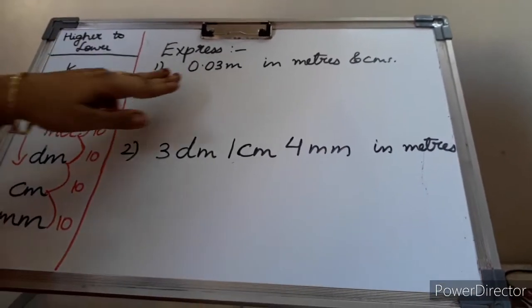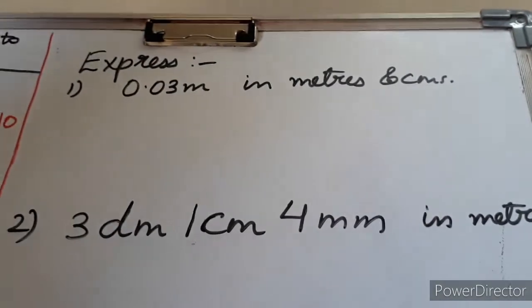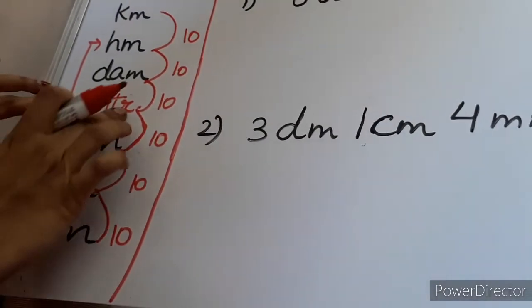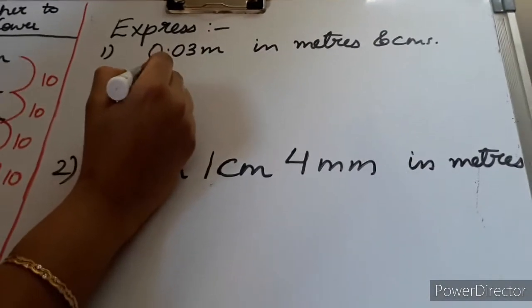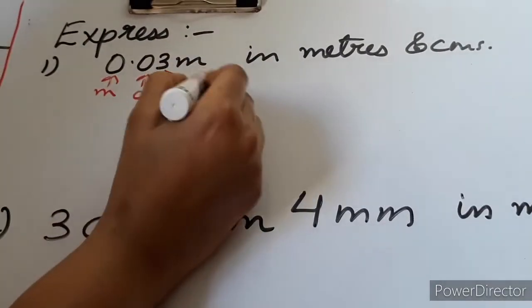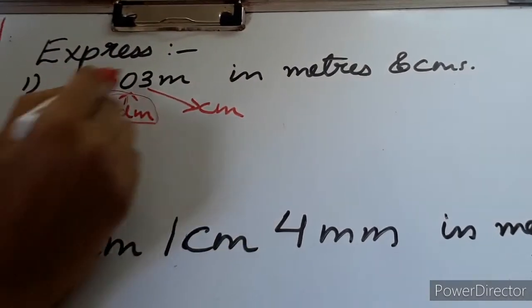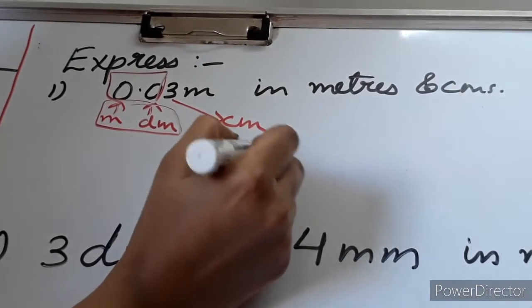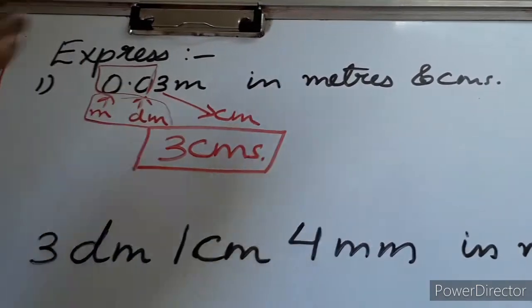Now the next question is 0.03 meter. In meters and centimeters we have to express. So meter is here in our chart, centimeter is here. So after meter are decimeter and centimeter. So this is what? Meter, the higher value, then comes the decimeter and then comes the centimeter. So here you can see this has no value because it is 0, 0. So the answer will be what? 3 centimeters. This is the answer. This is the way you have to do this type of question.